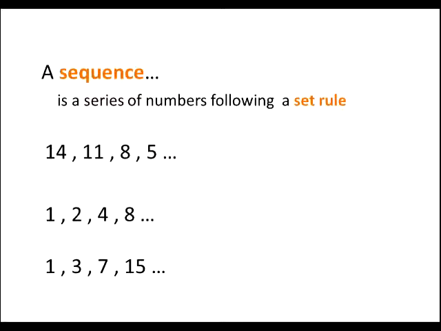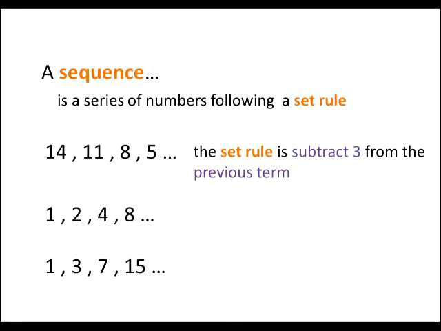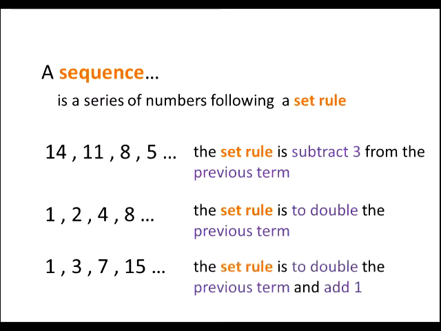Okay, so hopefully you've had a go. This first one, if you look at one number to the next, it's going down in threes. The next one is slightly harder, but it's doubling. And the next one, even trickier, it's doubling and then adding 1. So as you keep going through, you double your previous term and you add 1.